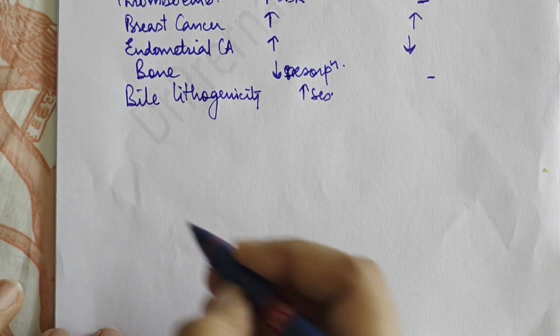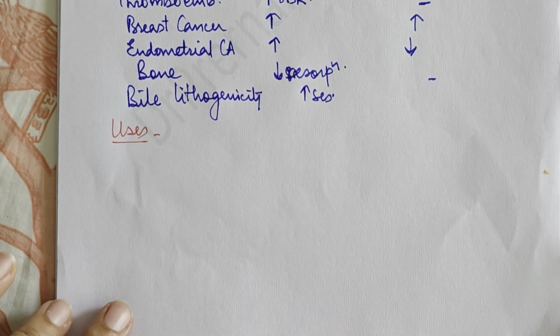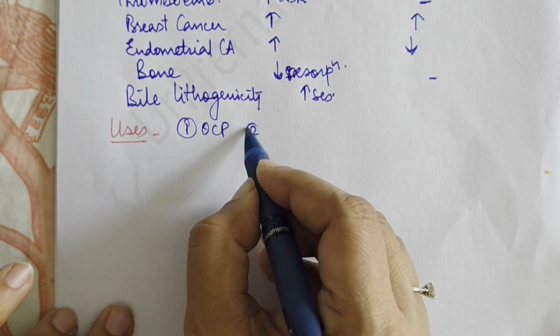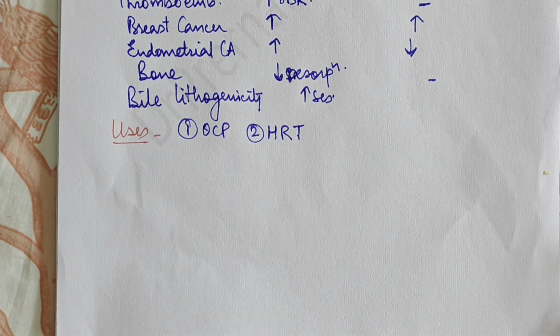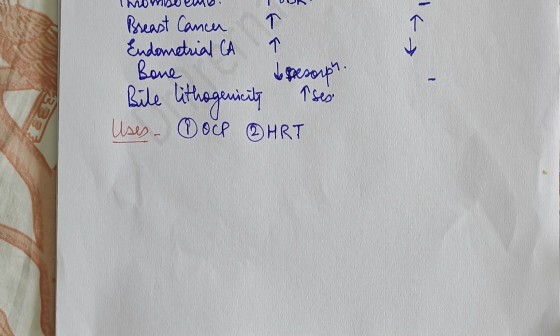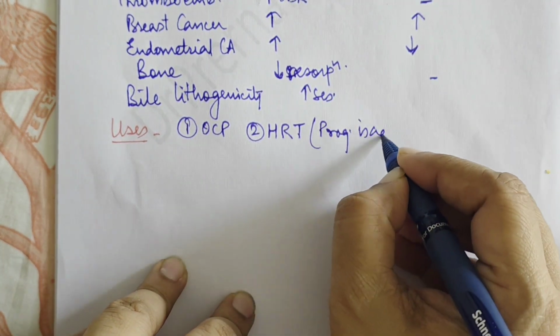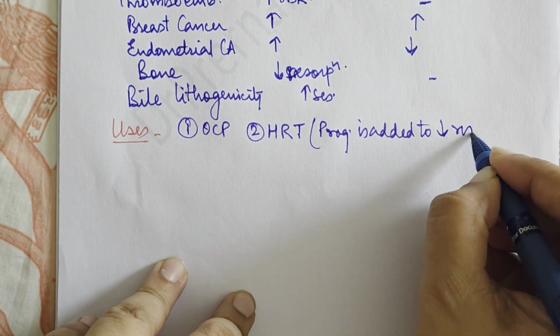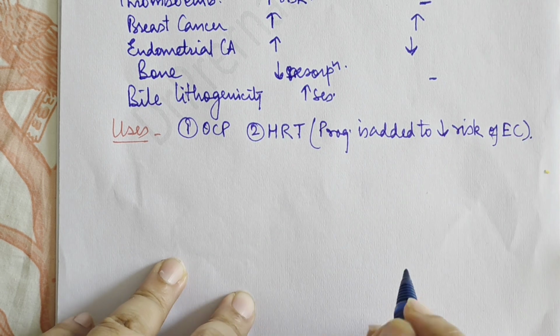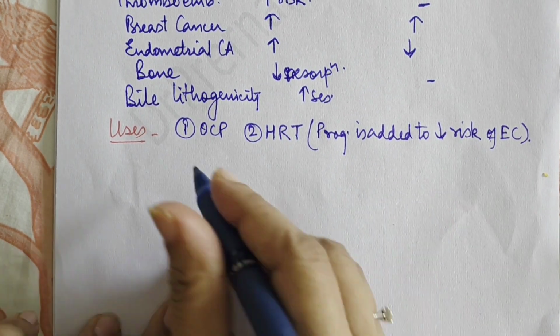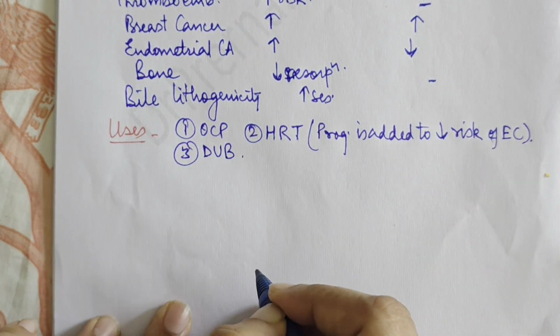Now coming to the uses. What are the various uses of estrogen? It is used as a component of OCP. It was earlier also used as a component of HRT, and in HRT, progesterone is added to decrease the risk of endometrial cancer, because estrogen can increase the risk, while progesterone decreases it. They are also used in dysfunctional uterine bleeding or abnormal uterine bleeding.